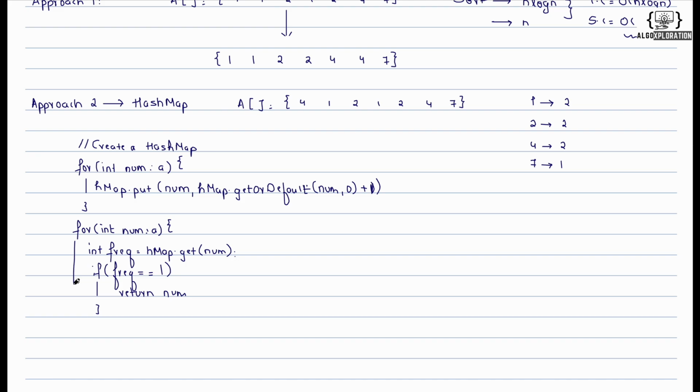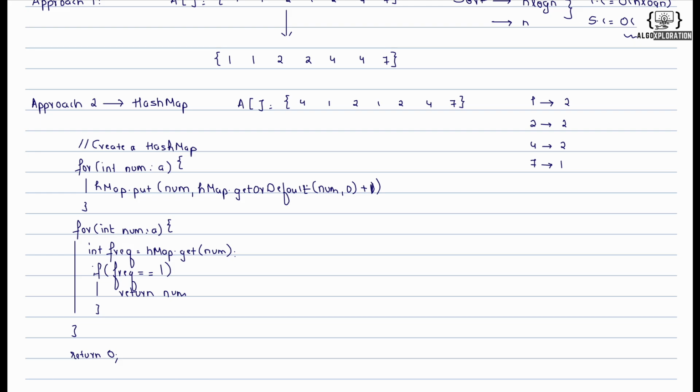The question is saying that it is guaranteed that a unique element will be present. So since it is guaranteed, we will simply write 0 here, even though this statement will never be executed.